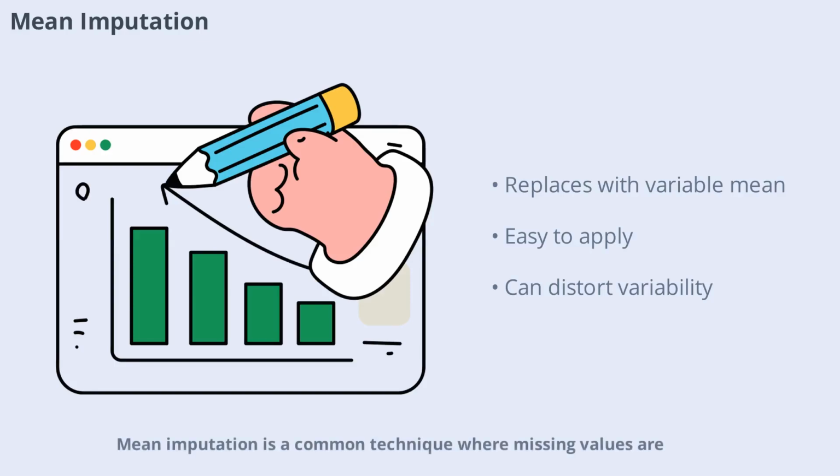Mean imputation is a common technique where missing values are replaced with the mean of the observed values for that variable. This method is easy to apply and keeps your dataset complete. However, it can underestimate variability and distort relationships between variables. Mean imputation works best when the amount of missing data is small and the data is missing at random.